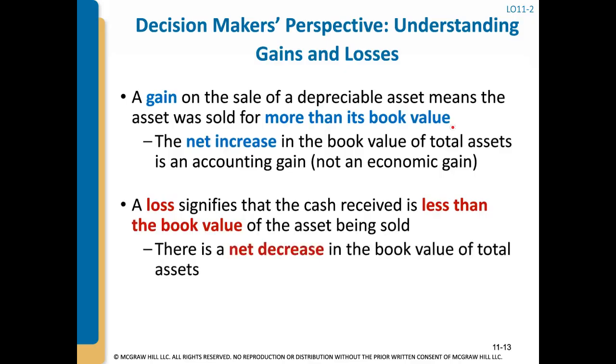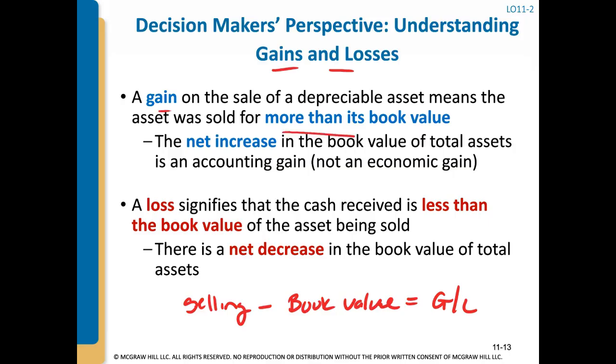Quickly, let's just talk about the gains and the losses. When you sell an asset, the gain or loss is calculated as the selling price minus the book value, right, equals the gain or the loss on the asset. That just means that, if it's a gain, you sold it for more than its book value, and if it's a loss, you just sold it for less than its book value.